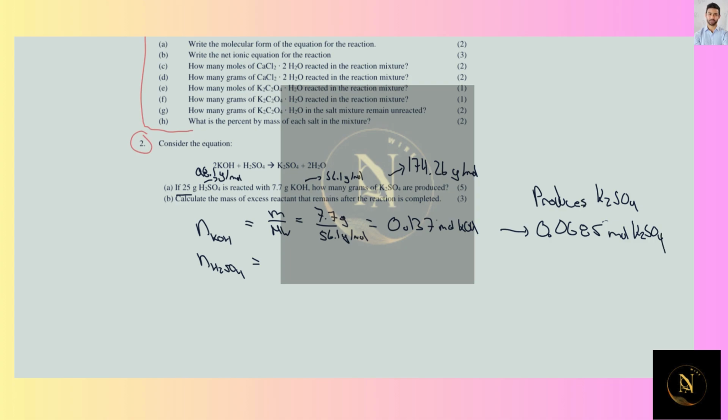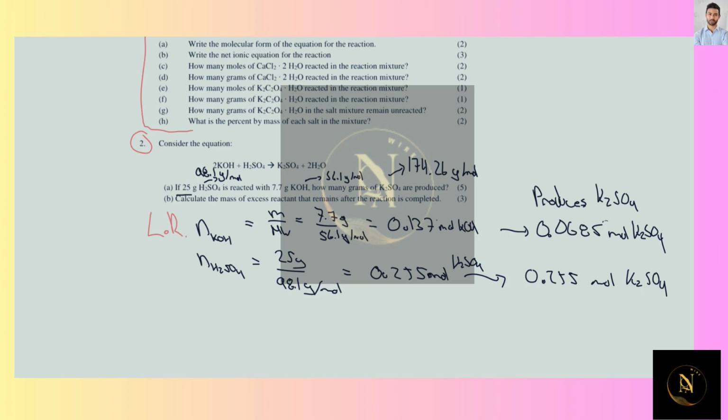Now for the sulfuric acid, we're going to have 25 grams divided by 98.1 grams per mole, which gives us 0.255 mole of sulfuric acid, which would produce the same amount of potassium sulfate. So in this case, the limiting reagent is going to be the potassium hydroxide.